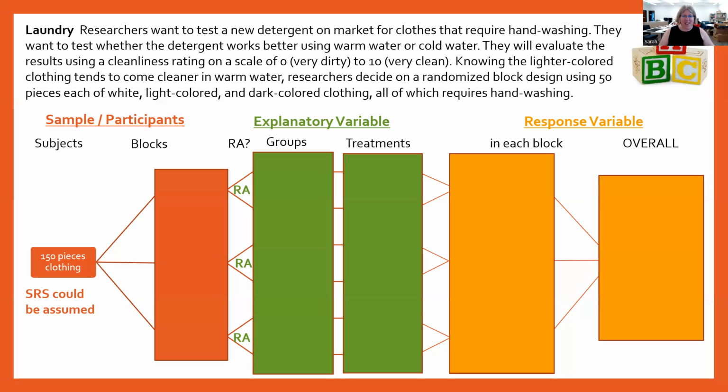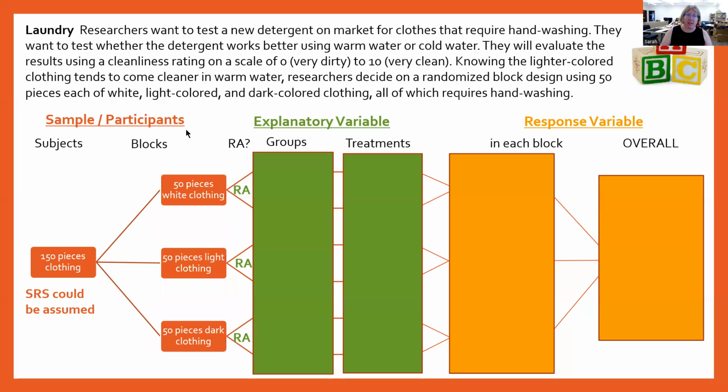All right, so hopefully you gave that a try. So the sample, it says we have 50 pieces of white laundry, light colored laundry, and dark colored laundry each. So that would give me a total of 150 pieces. Again, a simple random sample could be assumed here. And since the clothing comes in whatever color it is, we're not randomly assigning things into the blocks on this one. So the blocks are 50 pieces of white clothing, 50 pieces of light, and then 50 pieces of dark. And then we're testing warm water versus cold water.